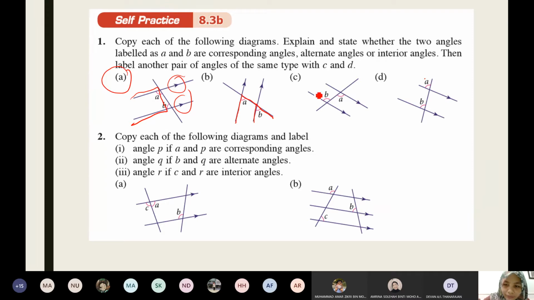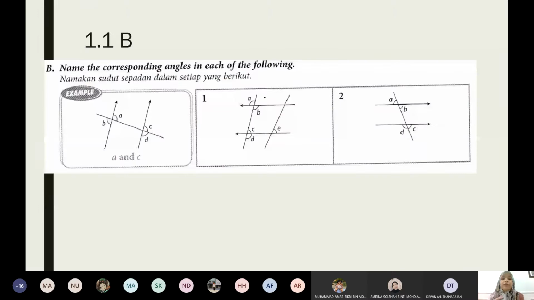Untuk A dengan B, alternate angles. This one is alternate angles untuk C. Untuk D, corresponding angles. So make sure you have to know how to identify all these things. Okay. So yang ni saya tinggalkan dulu question number 2 tu sebab saya rasa question number 2 tu almost similar to what I have next question.